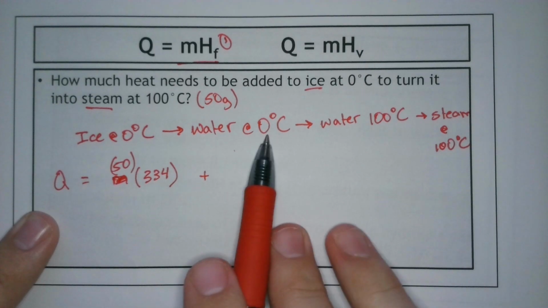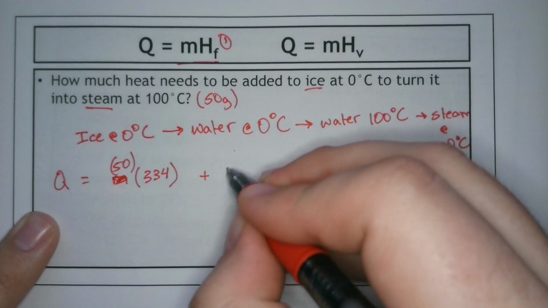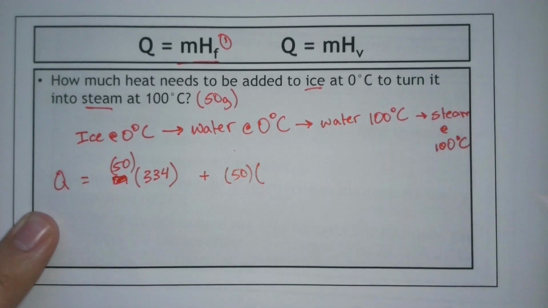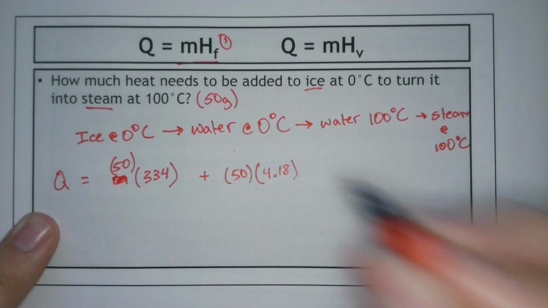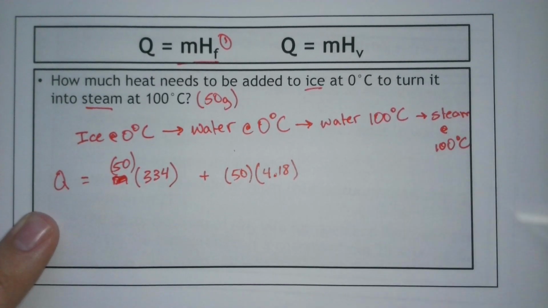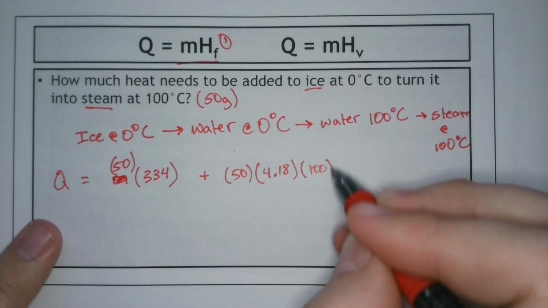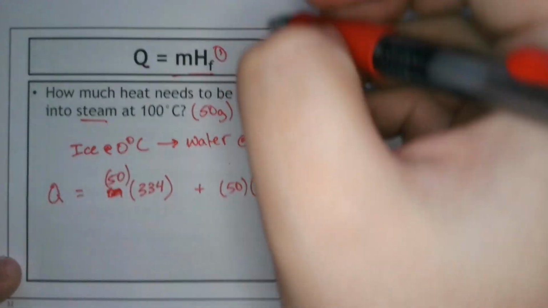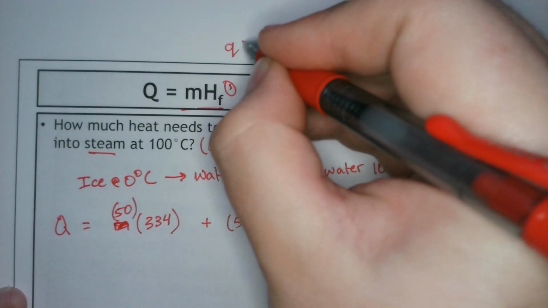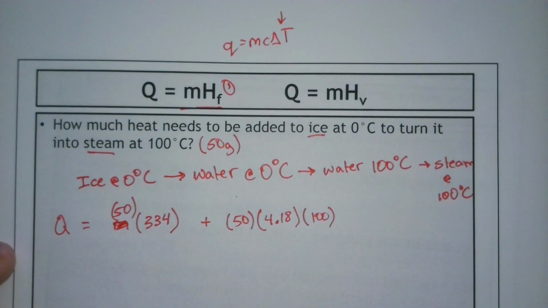Now I need to heat my water from 0 to 100. I'm going to use an MCAT formula. So my mass is 50. C, my specific heat, is 4.18 for liquid water. That you just get from a data table. And then your change in temperature, it goes up by 100, so you put 100 there. So the second formula is just Q equals mc delta T. You use that one when your temperature changes. So that's formula number 2.